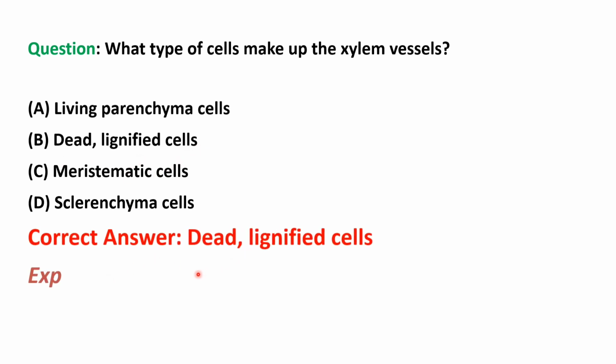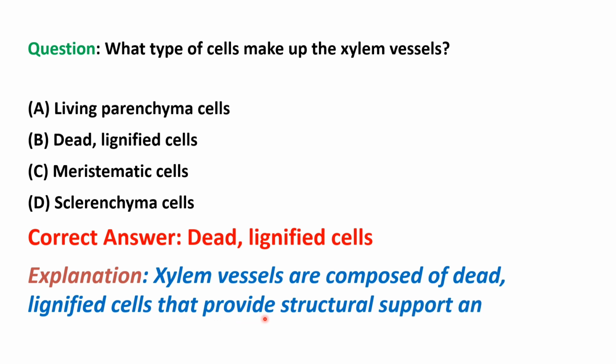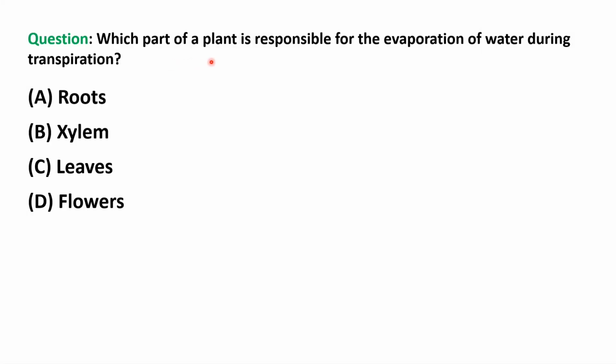So the explanation that we can give is that the xylem vessels are composed of dead lignified cells that provide structural support and facilitate efficient water transport. So you can see that the xylem don't only function to transport water and dissolved minerals, but they also give structural support to the plant. So let us now move on to our next question. Here is our next question.